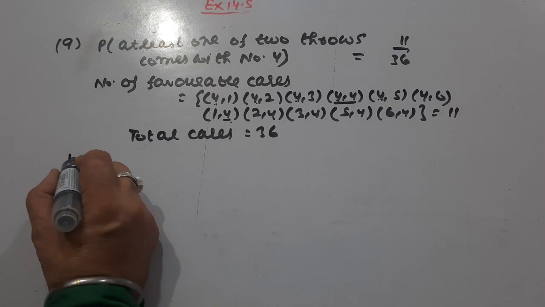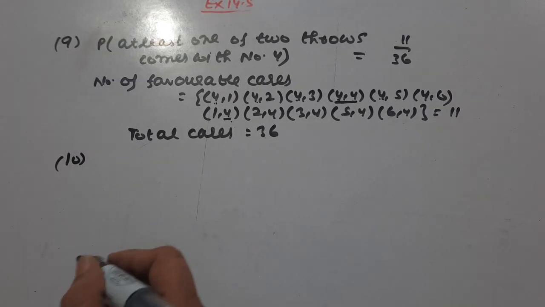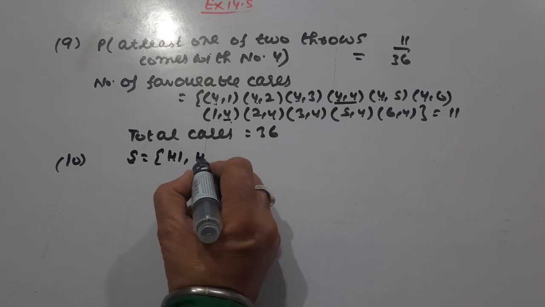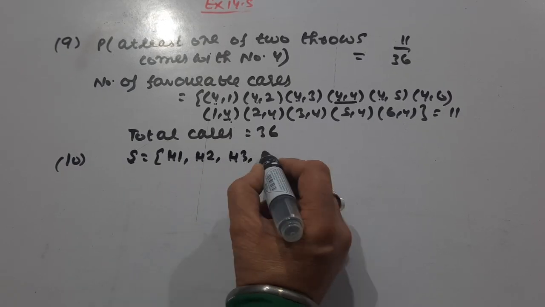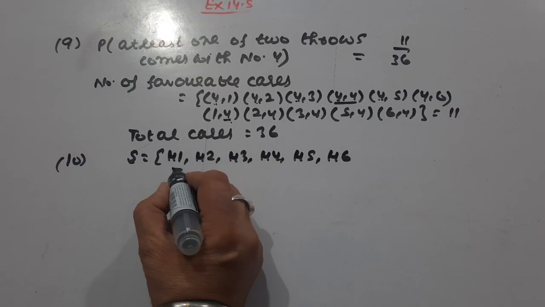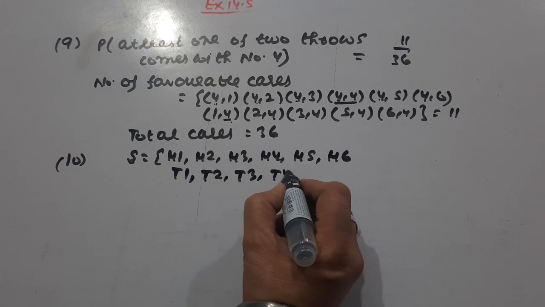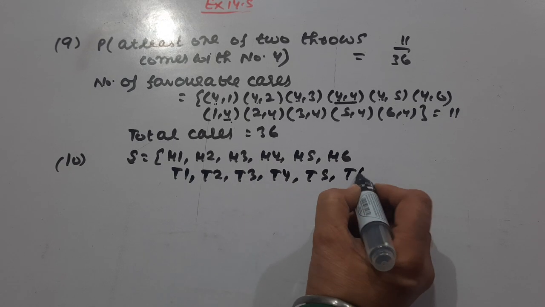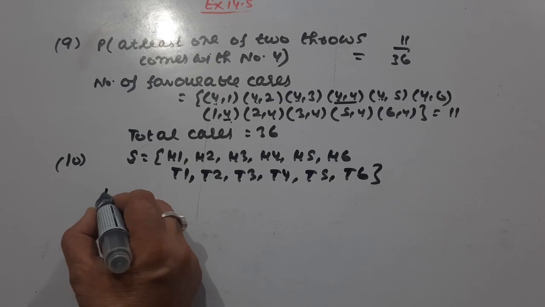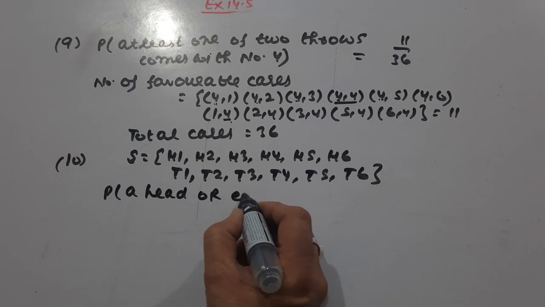Now students, the 10th question. A coin and a dice are thrown. Now students, when a coin and die are thrown, then the sample space will be H1, H2, H3, H4, H5, and H6, T1, T2, T3, T4, T5, and T6. So first part is a head or even number.